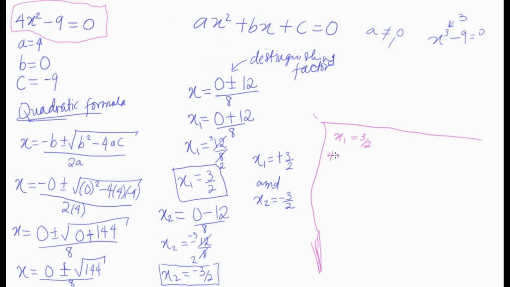So 4x squared minus 9 equals 0. And we can solve this by putting x sub 1 equals 3 over 2 into this value here to see if the left side and the right side are equal. So 4 times 3 over 2 squared minus 9 equals 0. That is going to be equal to 2 here, 1, 2 here, 2. 2 times 3 is 6.